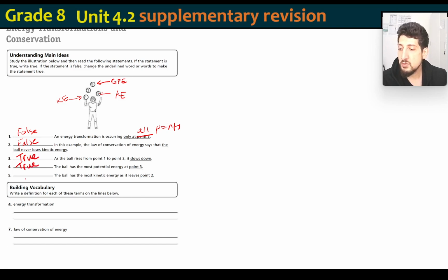Number 5 says the ball has the most kinetic energy as it leaves point 2. As it leaves point 2. No, that is false. It has the most.